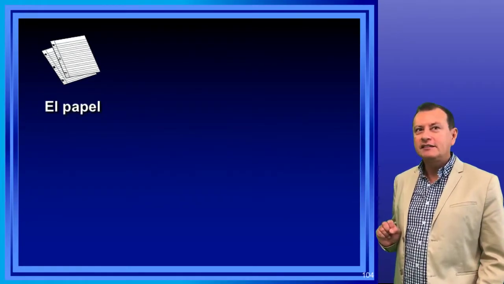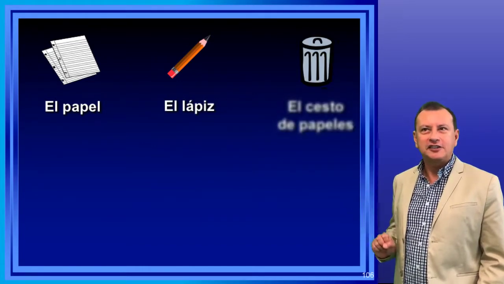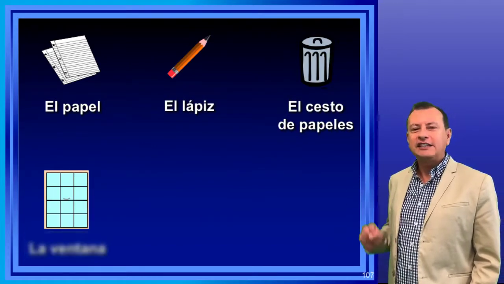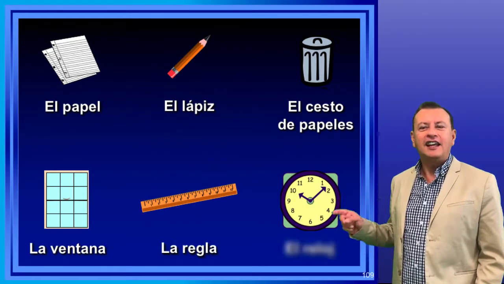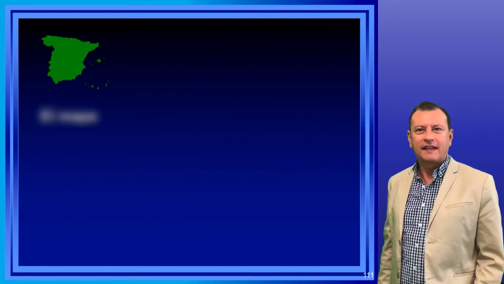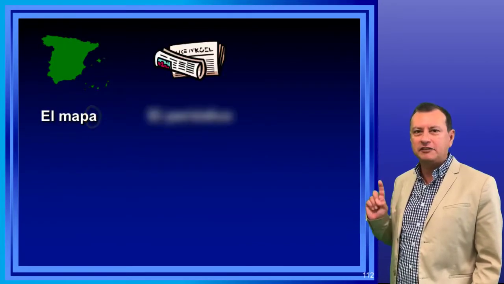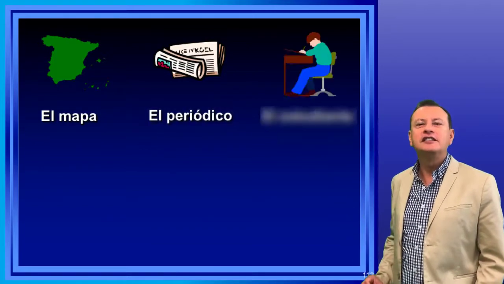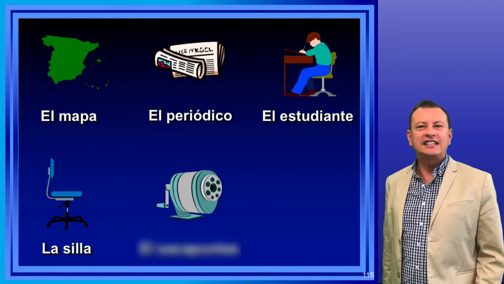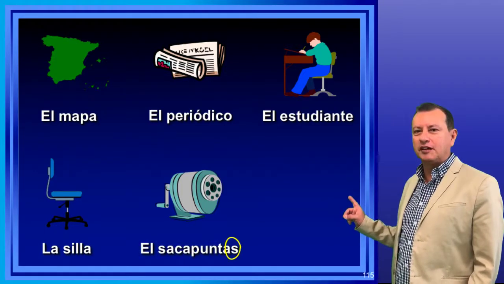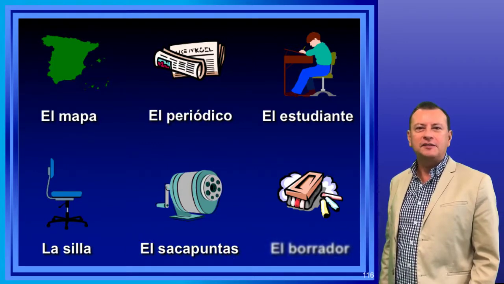El papel. Good job. El lápiz. Good job. El cesto de papeles. La ventana. La regla. El reloj. El mapa. Notice this word ends in a, however, it is el mapa. We have to memorize. El periódico. El estudiante. La silla. El sacapuntas. Notice this word is plural, but it's actually one word. Sacapuntas. Y el borrador. Good job.